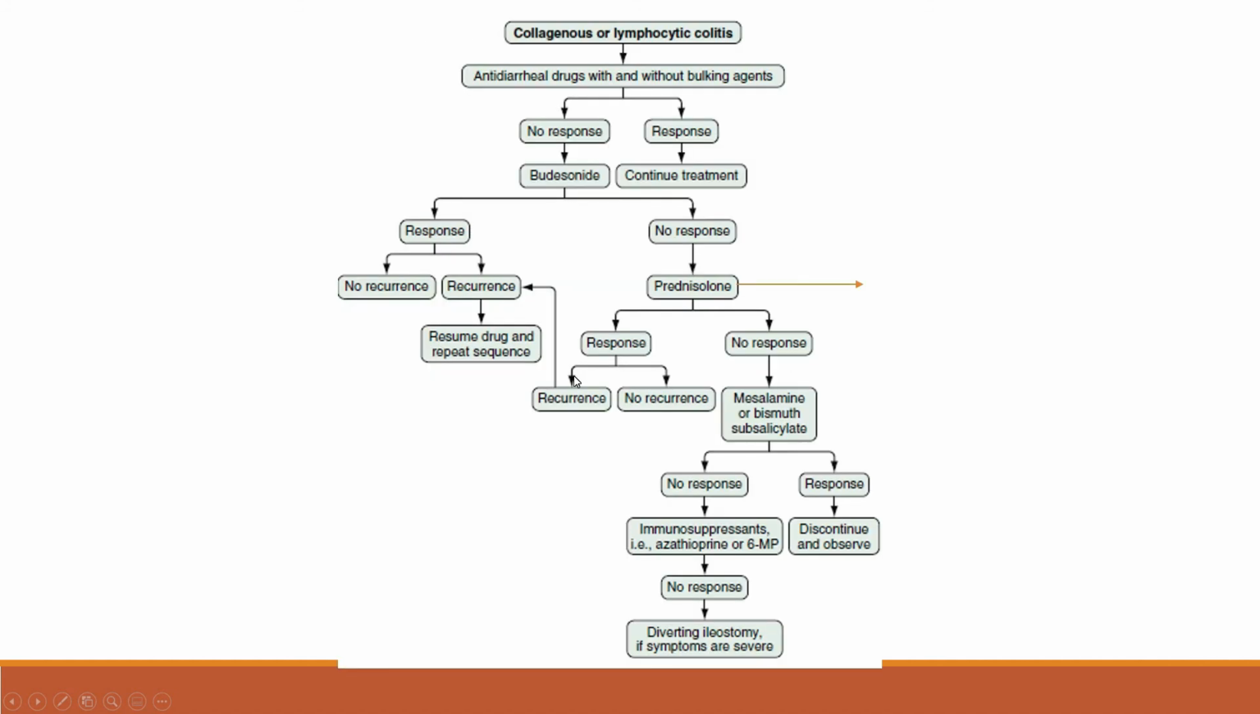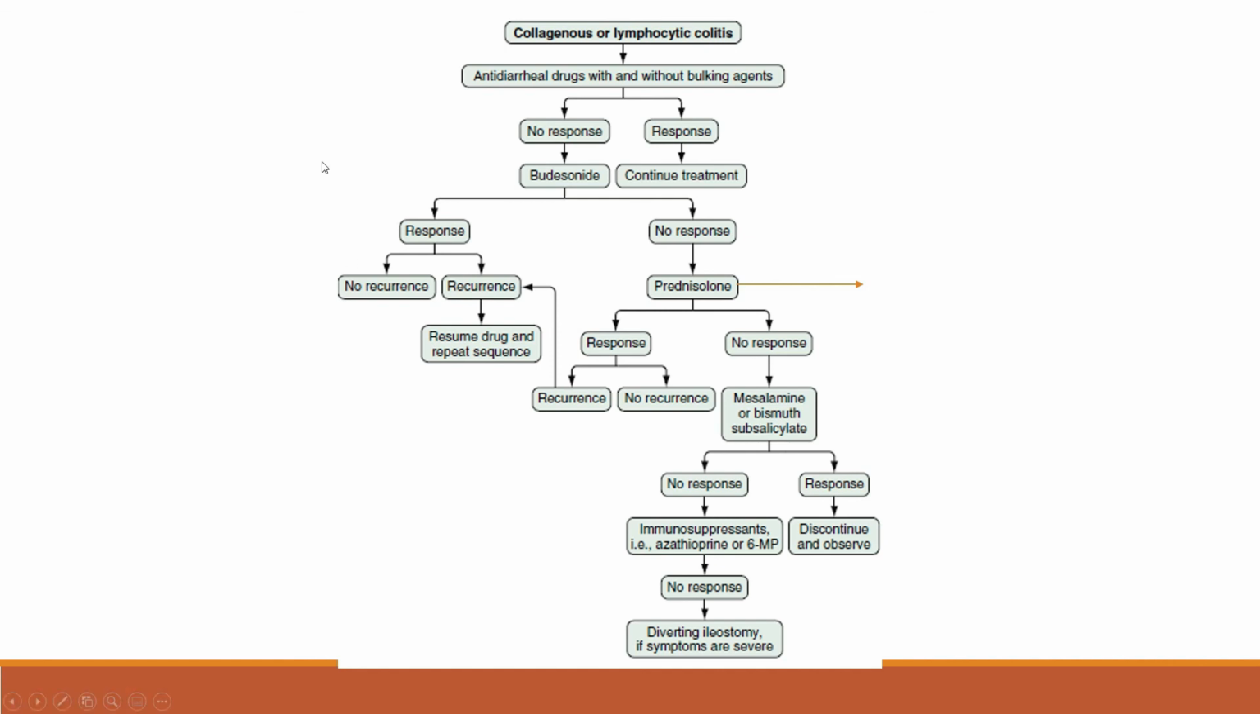Okay, and this is one of the flow charts. I think this describes what I described in the text. So patients have a lot of diarrhea. You start with a stool bulking agent or antidiarrheal drug, no response. You can consider budesonide. If budesonide doesn't work, you can start prednisolone.